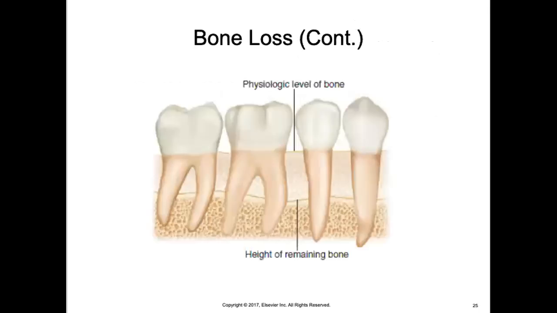So here we see a representation of teeth and the periodontal areas. Here, the physiologic level of bone, or where the bone should be, is about 1.5 millimeters below the CEJ. That's where it should be. Here we would see the height of the remaining bone. So the level of bone loss would be the difference between the height of the remaining bone and the physiological level of bone, which is where it should be.